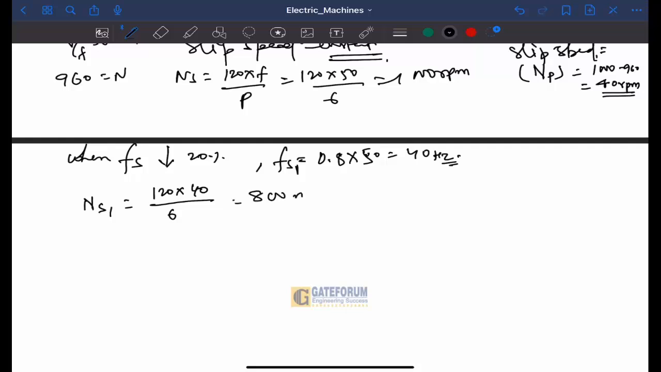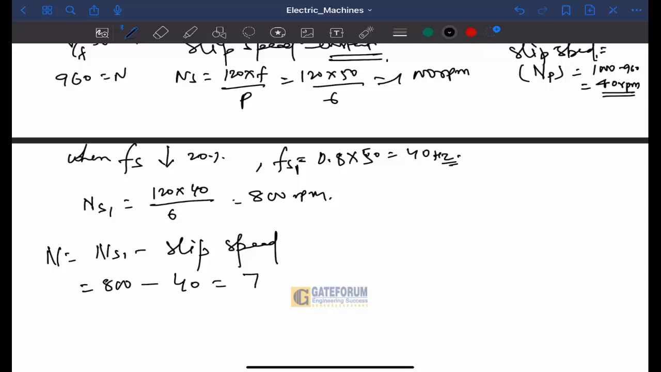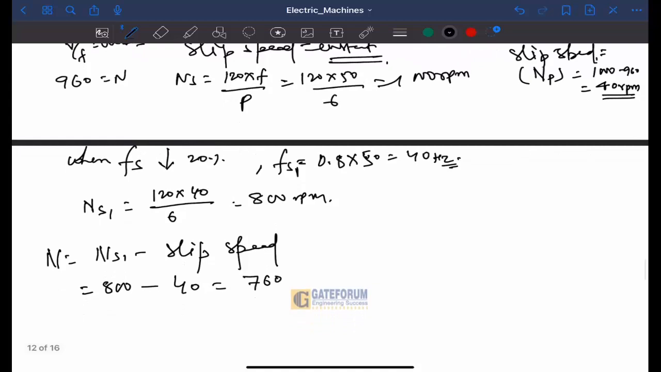It is 800 rpm. So n will be what? ns1 minus slip speed. So 800 minus 40 rpm is the correct answer. So it will be what? n will be the new speed, ठीक है, 760 rpm when voltage and frequency both get reduced by 20%.